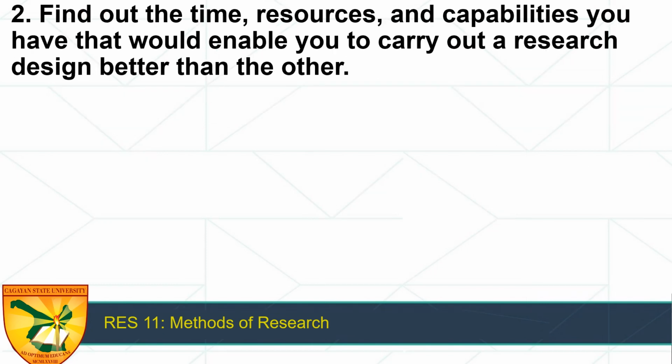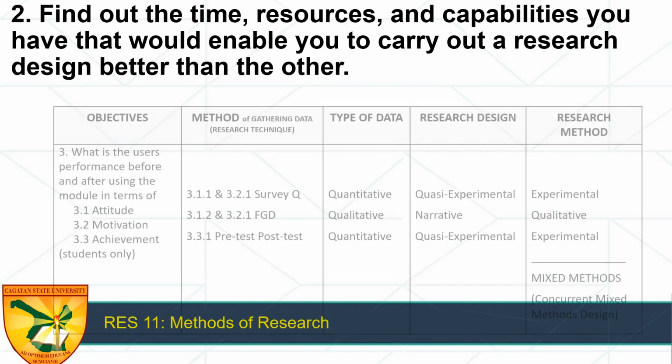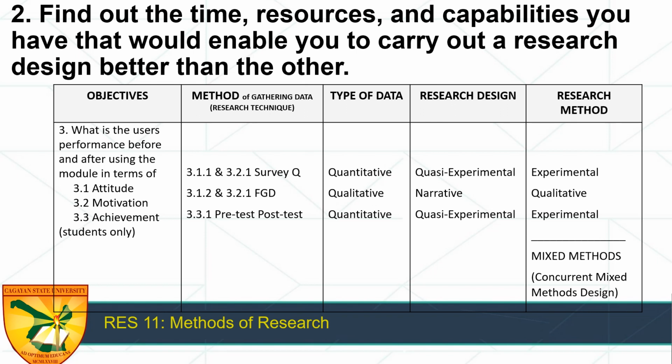So step 2 is find out the time, resources, and capabilities you have that would enable you to carry out a research design better than the other research designs. So there are several factors to consider here, and from your readings, you will see the pros and cons and the strengths and weaknesses of the method as experienced by other authors. So not all forms of data collection are the same, and some are time consuming, others might need more labor days, while the rest might be expensive. So it is essential to base your decision after giving a thought to these limitations.